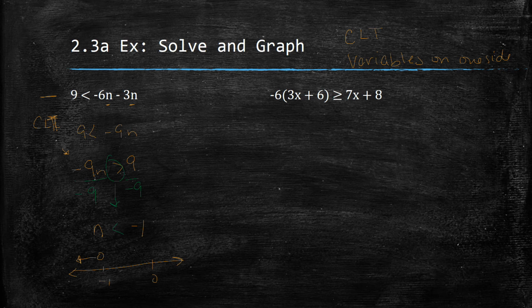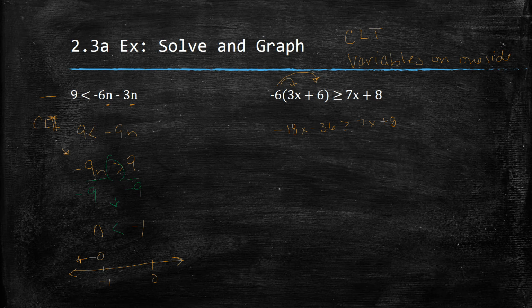On the right hand side, we have -6 times 3x plus 6 is greater than or equal to 7x plus 8. Just like solving an equation for x, the first thing you're going to do is distribute that -6. Make sure you distribute it to everything inside the parentheses. So you have -18x minus 36 is greater than or equal to -7x plus 8.